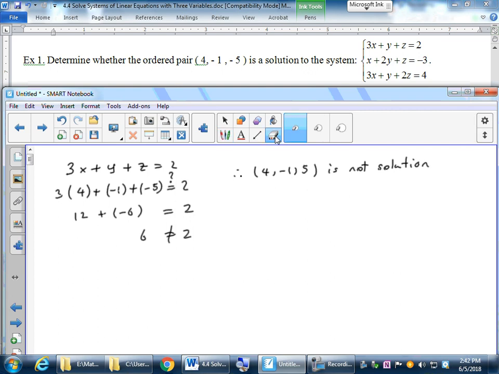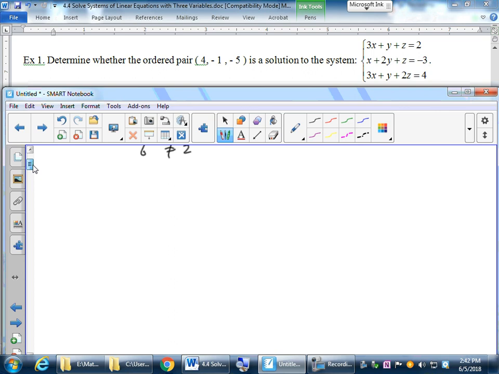For this system, we only need to test one equation if that one doesn't work. If it does work, then we need to continue testing each equation. So that's how we test whether it is a solution or not.